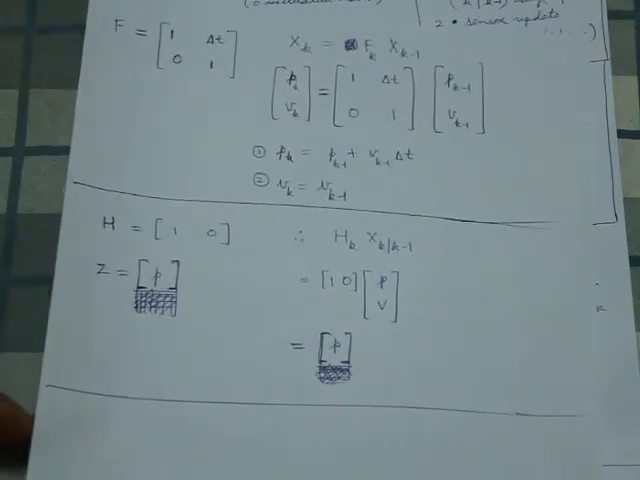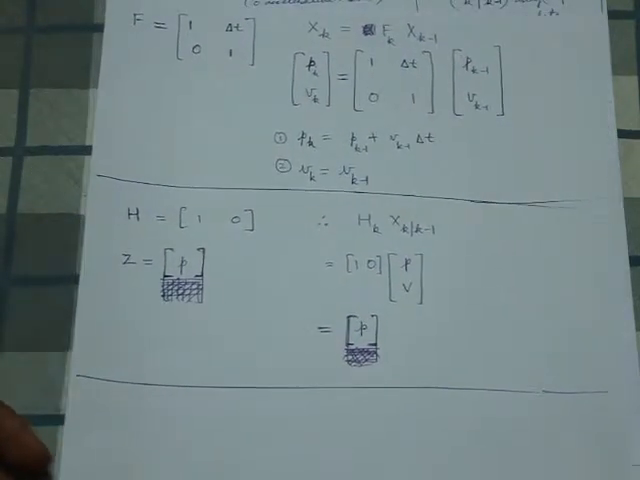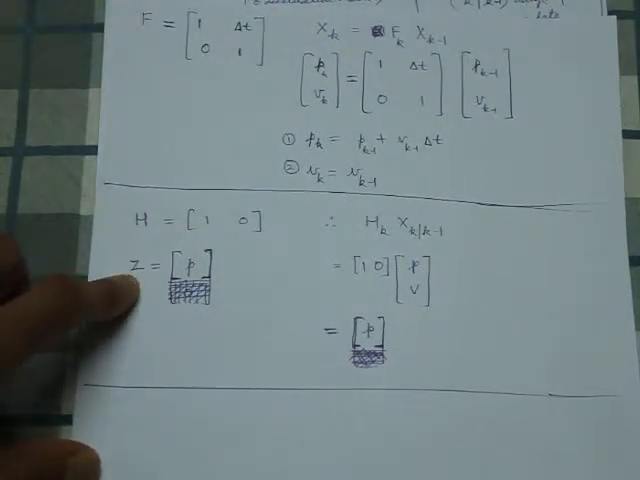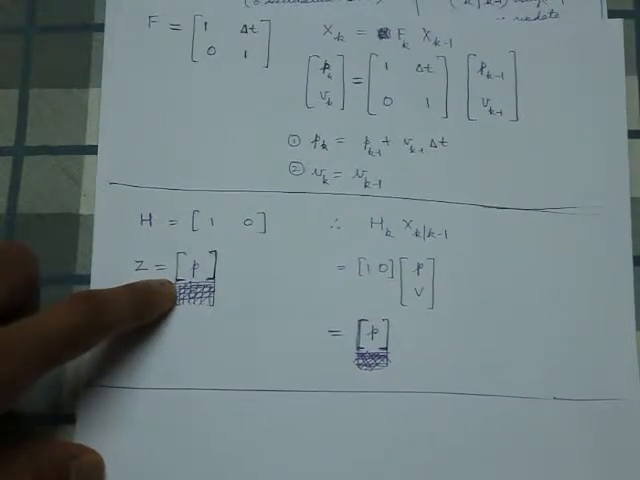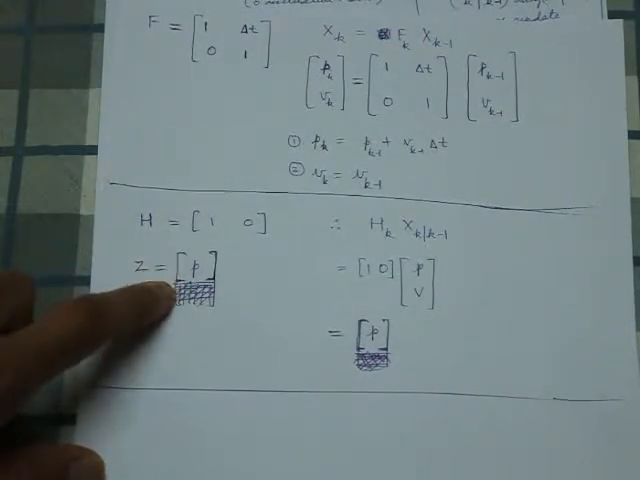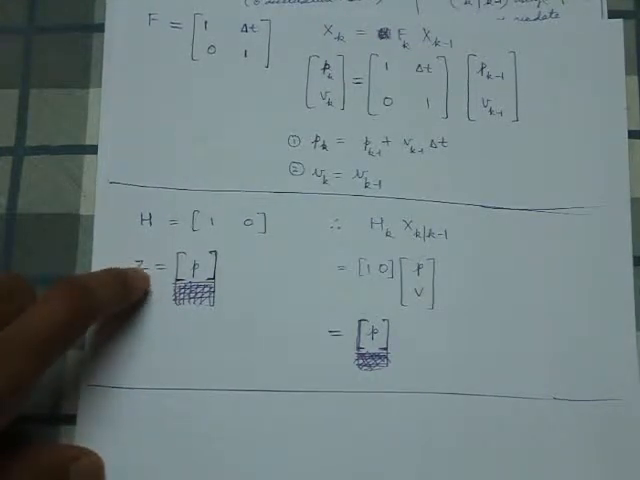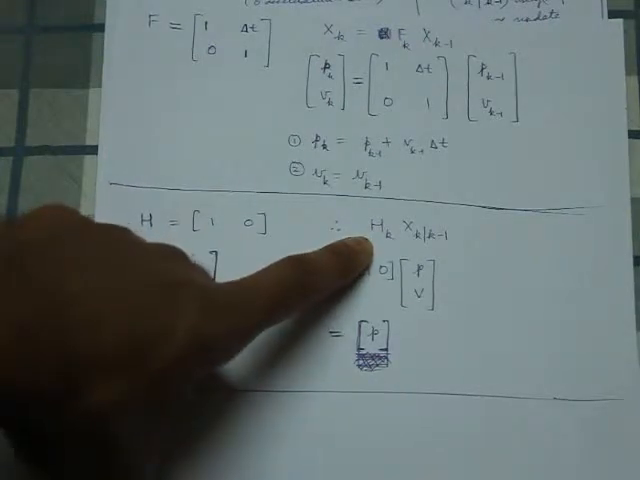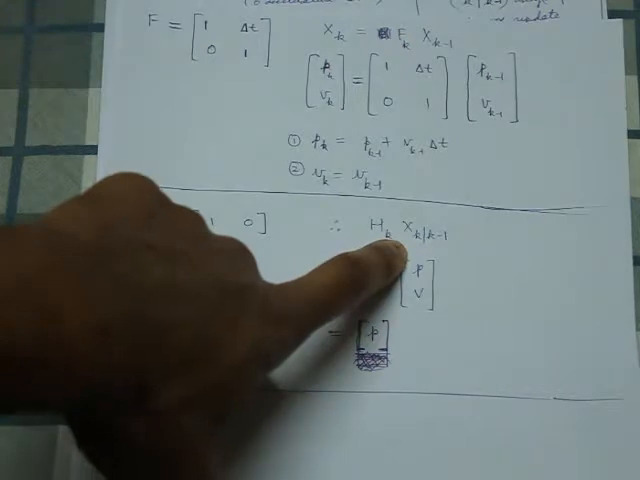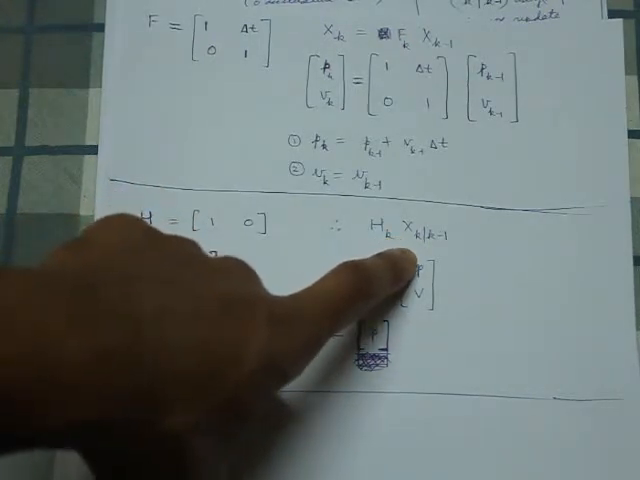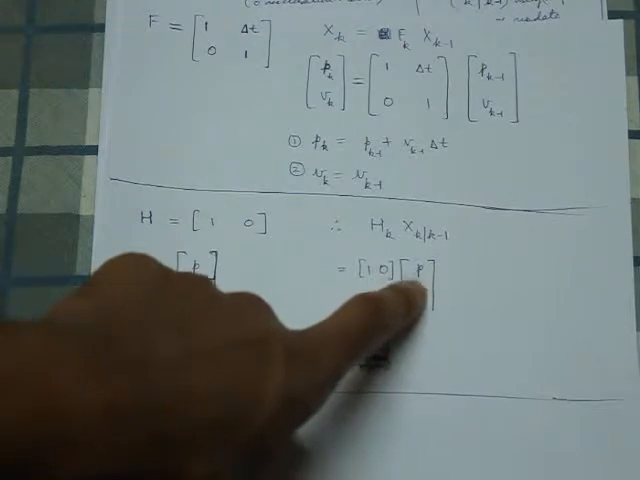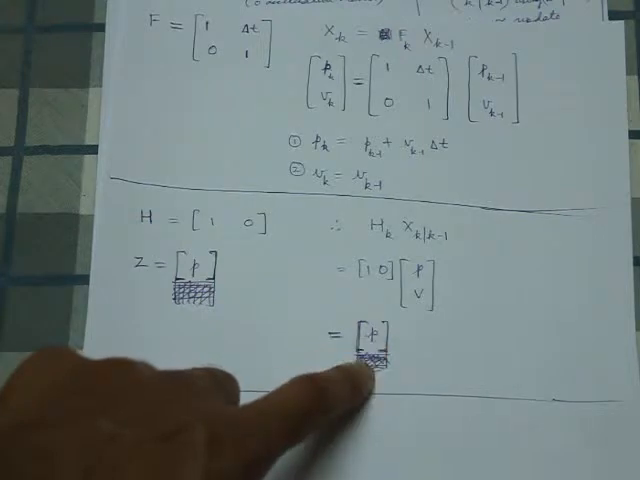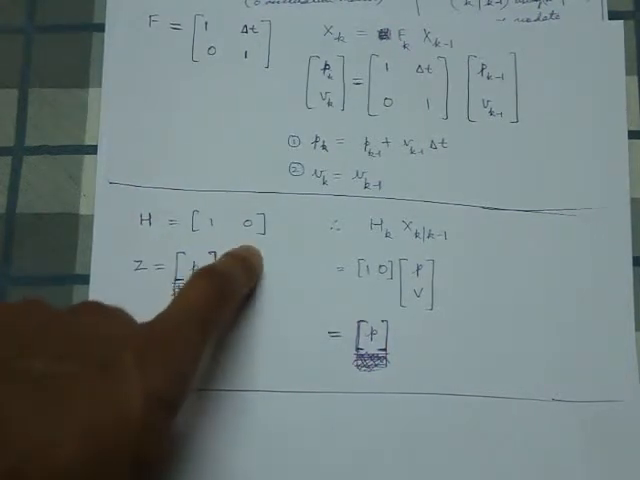So what is the value of h in this case? For a LiDAR, z, which is the actual measurement, only gives us the positional value of the object. It doesn't give us the velocity. So since we only get the position of the object from a LiDAR sensor, our H matrix should be such that from our state matrix, or from our state vector, we are able to extract only the position. So for that reason, we put 1 and 0 so that when we multiply these two, we get only p. So our H matrix is 1, 0.